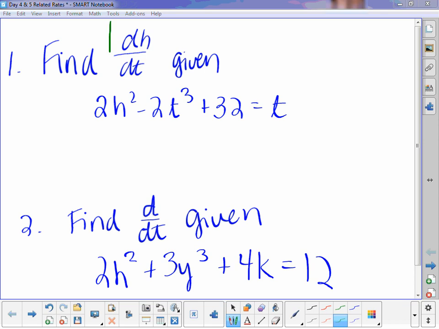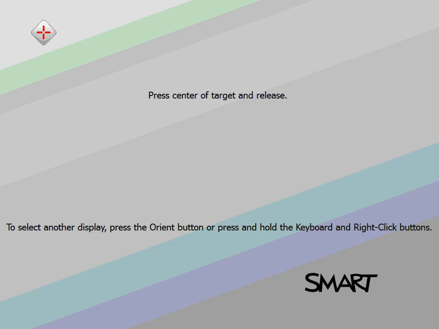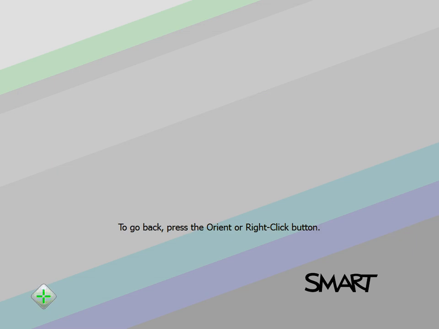So it asks for us to find dh/dt. So that's our derivative of h with respect to t. Which means anytime I take the derivative of anything other than t, I need to write d whatever it leads to.